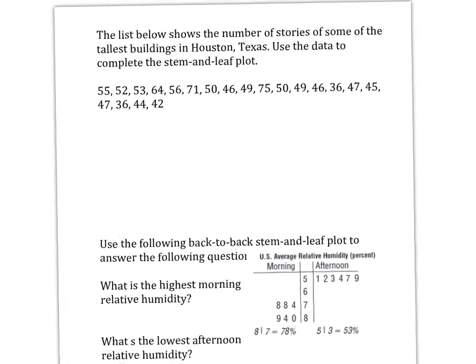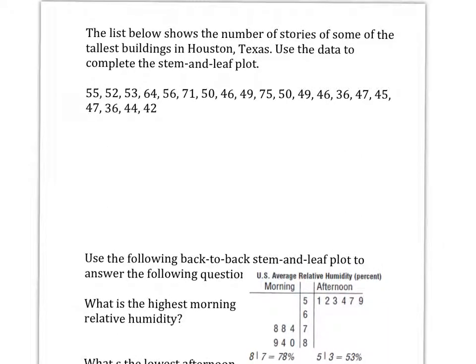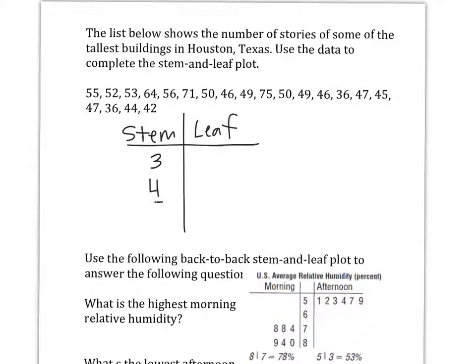Let's take a look at another example. The list below shows the number of stories of some of the tallest buildings in Houston, Texas. Use the data to complete the stem and leaf plot. So I'm going to go ahead and make stem and leaf. I'm going to list the numbers here, and I see I have numbers in the 30s, the 40s, 50s, and I don't have them in the 60s, but I'm going to label a 6 just in case I miss something. So now let's go ahead and fill in the numbers.